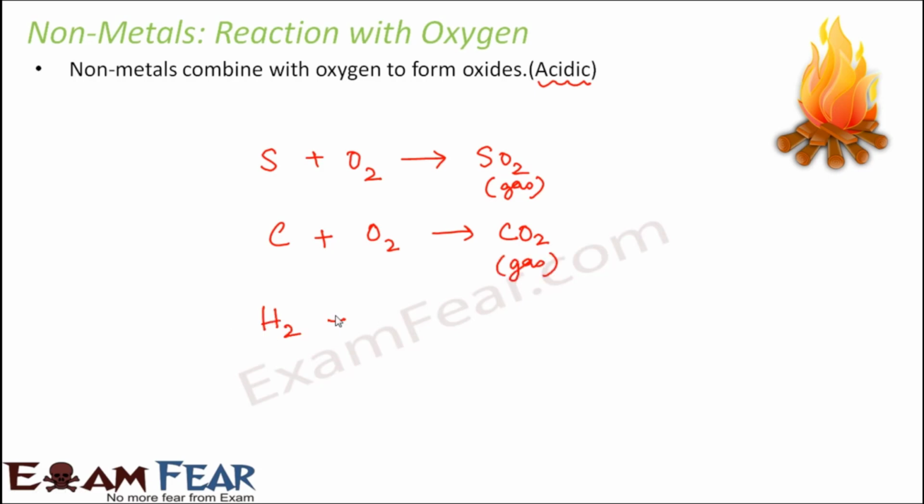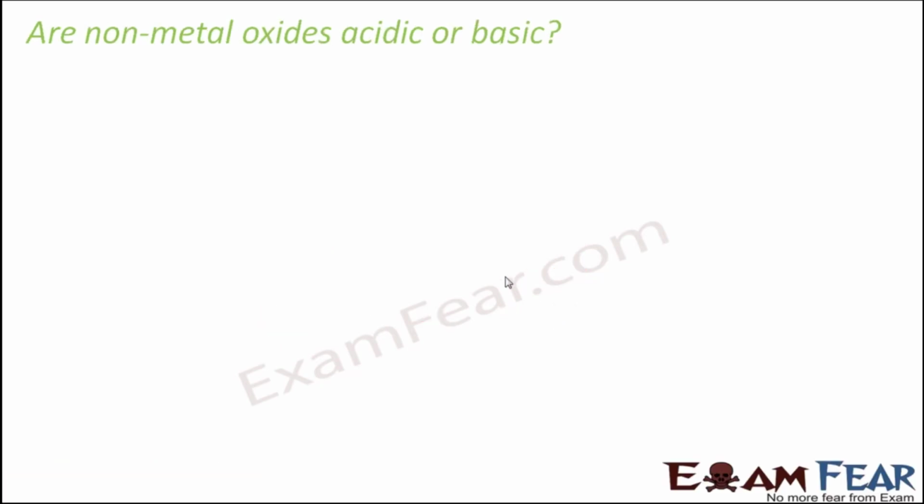Hydrogen combines with oxygen to form what? To form water. So you see, everywhere it forms oxides. Now our next question is whether these oxides are acidic or basic in nature. So are these non-metal oxides acidic or basic? When I say non-metal oxides, I am talking about the sulfur dioxide gas or the carbon dioxide gas which was formed. So are these acidic or basic?